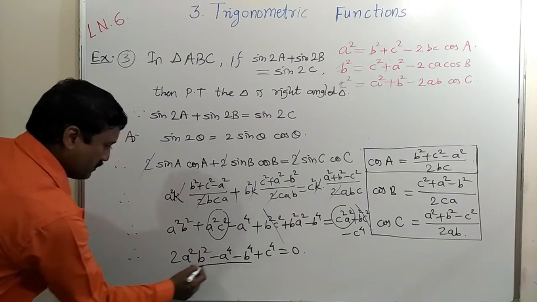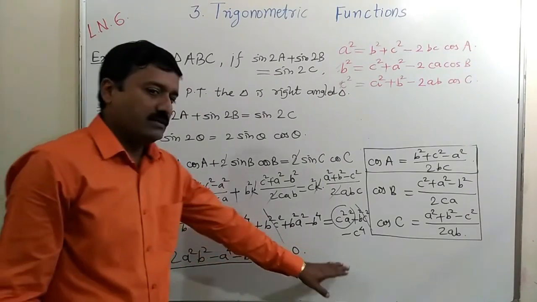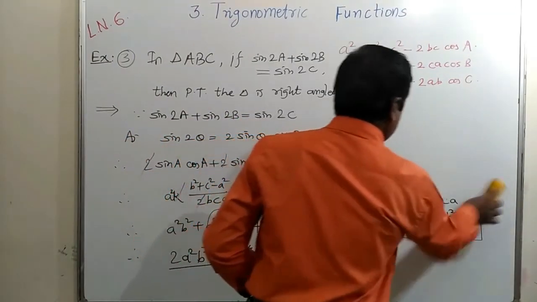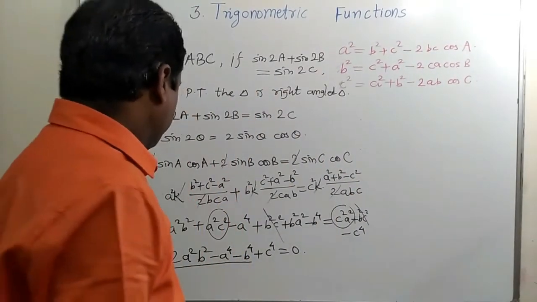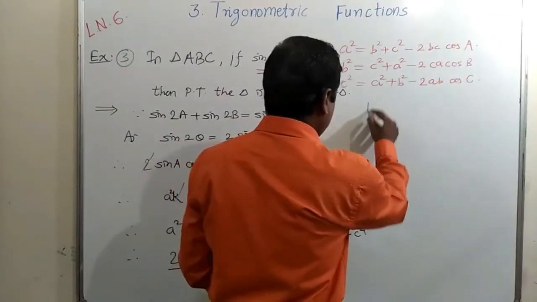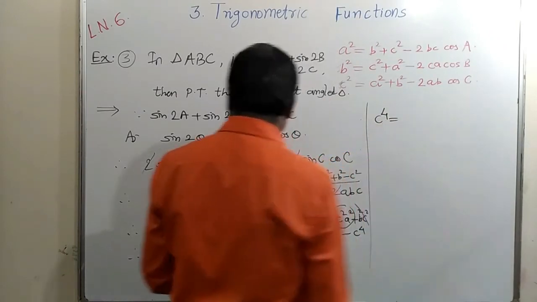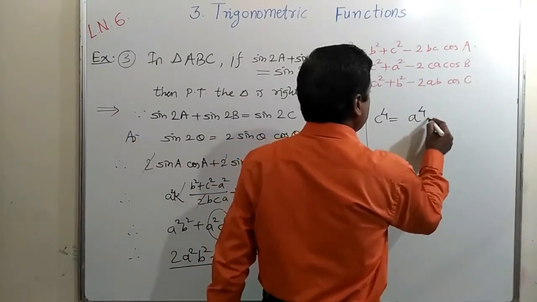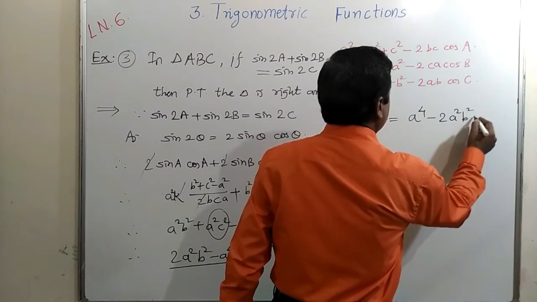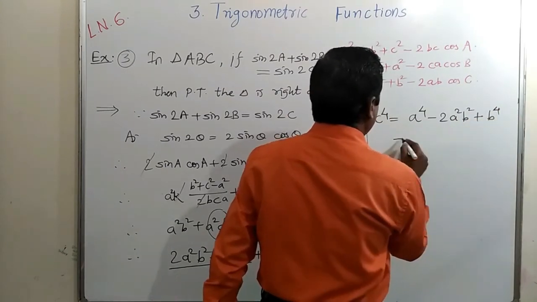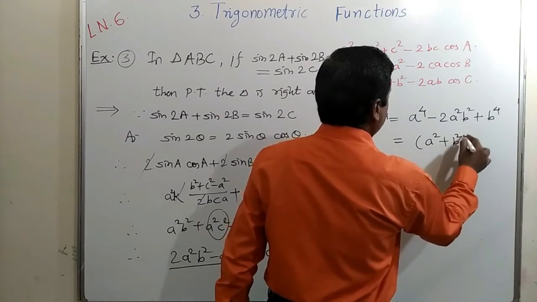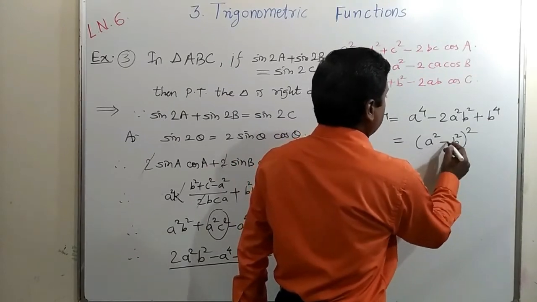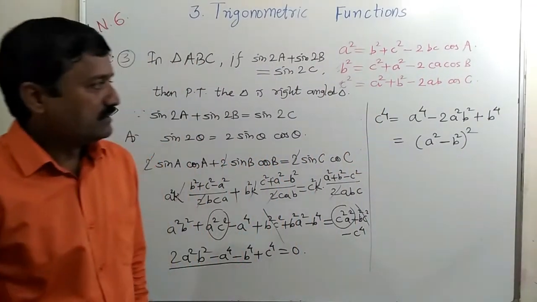This can be expressed. Let us take all these terms to the right. Taking all these terms to the right, we get c raised to 4 is equal to a raised to 4 minus 2a square b square minus 2a square b square plus b raised to 4, and it is nothing but a square plus b square bracket square. Sorry, a square minus b square bracket square.